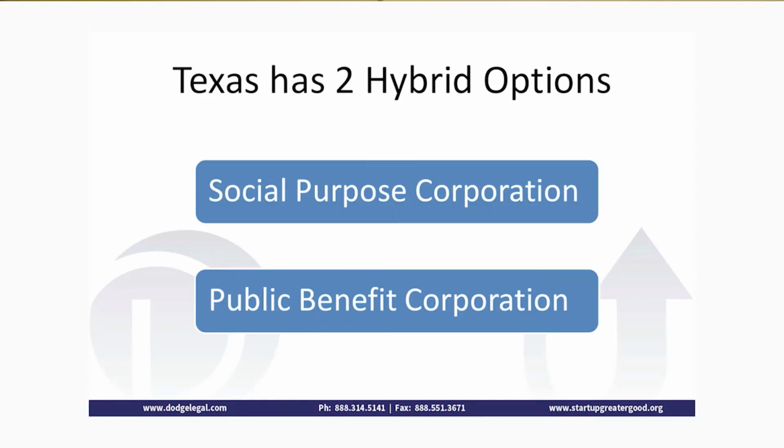So in Texas, we have two hybrid options. We have a social purpose corporation, and then we also have a public benefit corporation. If you're in this world at all, sometimes you hear it as a benefit corporation or a B Corp, which is not 100% the same, but close enough that you kind of get the idea of what I'm talking about.